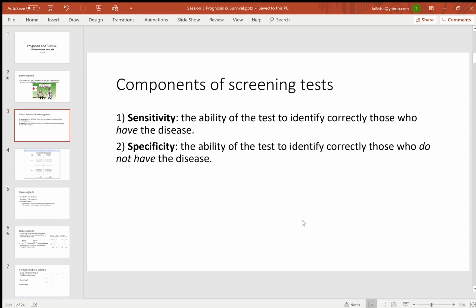Sensitivity is the ability of the test to identify correctly those who have the disease. Specificity is the ability of the test to identify those who do not have the disease. And these are just terms that in epi you have to commit to memory. So sensitivity, those who have the disease. Specificity, those who do not have the disease.